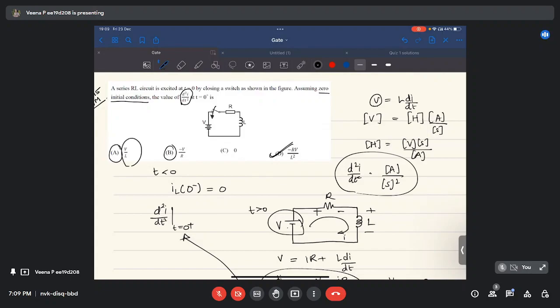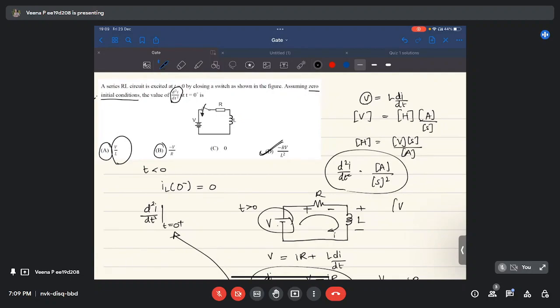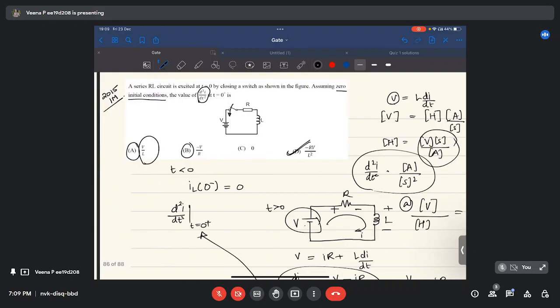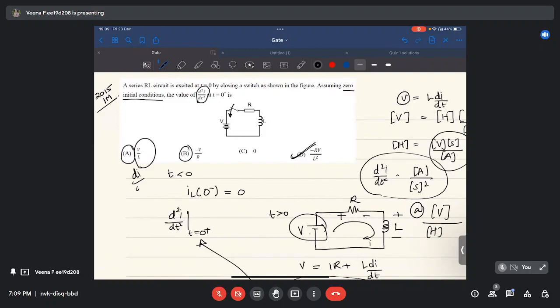The dimension of d square I by dt square is ampere per second square. So what is the dimension of V by L? Option A is V by inductance, whose dimension is Henry. So we know that Henry is volt second by ampere. So this will come out to be volt divided by volt second by ampere, so this is ampere per second. So the first option has a unit of di by dt. So we know that the first option is not the answer. Now the second option, V by R, is voltage by resistance, which is nothing but only ampere. The dimension is only ampere, so that is also not the answer.